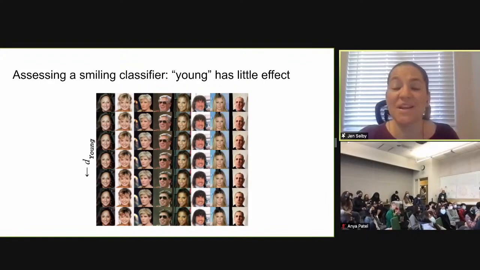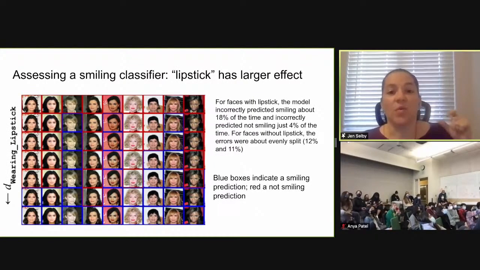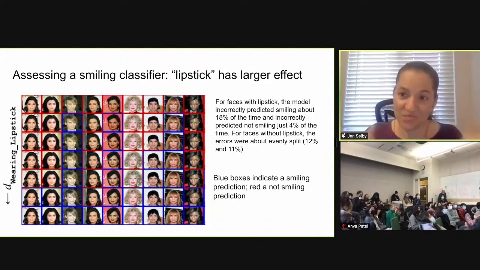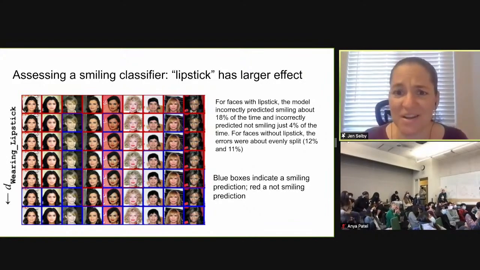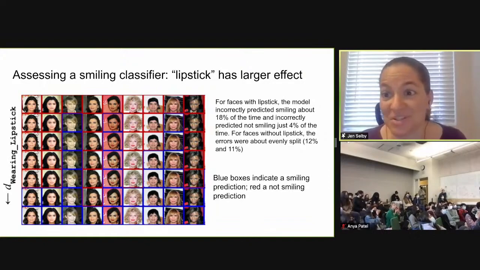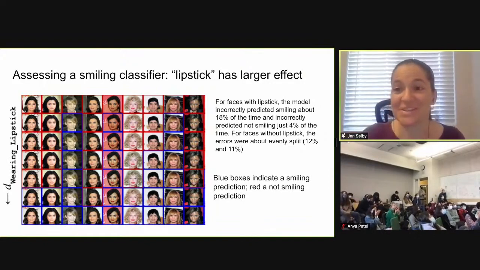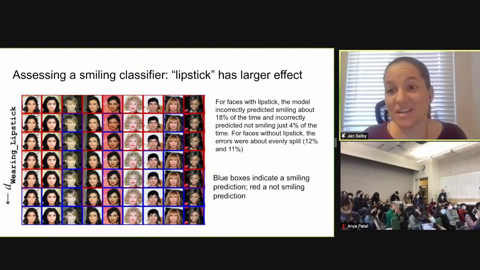But they did find some examples where that was not true. So for the lipstick parameter that the generator could do, it did actually have a big effect on guessing whether or not they were smiling. And again, you can look at these photos. The mouth position doesn't really change. I mean, to be quite honest, I look at it and say, well, I don't even know that the lipstick changes all that much. That's a really subtle change there. And yet it had a big effect in the classifier.